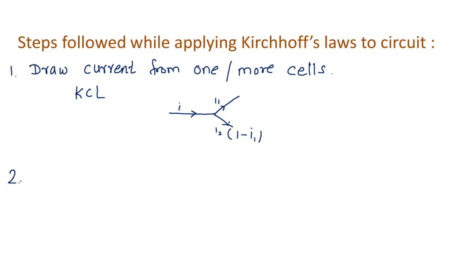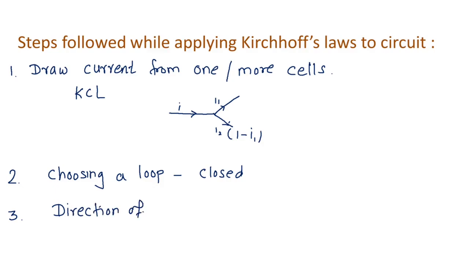Then the second step, choosing the loop. That loop should be closed. It can involve any number of cells or resistors. Then the third step, direction of loop. That means you have to select the path. It may be clockwise or anti-clockwise.